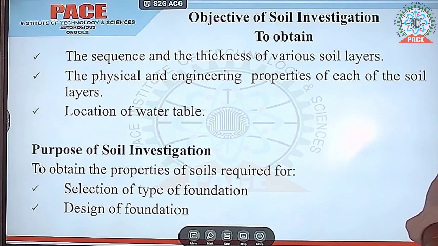The purpose of the main soil investigation is to obtain the properties of soil required for selection of the type of foundation and design of the foundation. These are the two major things we have to find out, that is, the selection of the type of foundation and the design of the foundation. So these are the two purposes for which soil investigation has to be done.